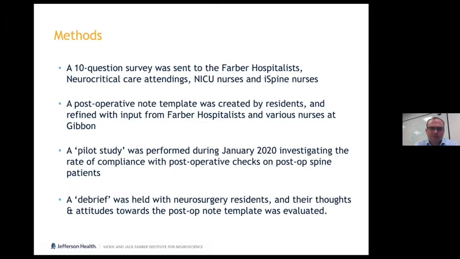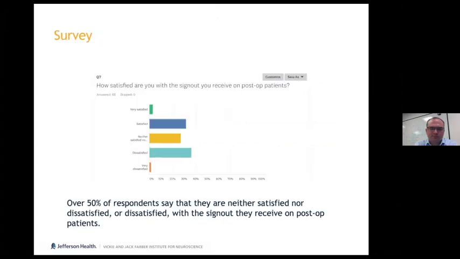Then this year, we did a pilot study during the month of January, where we had residents use the note. We notified the nursing staff, as well as the physical therapists, occupational therapists, and the hospitalists that we were doing this. At the end of it, we held a debrief with the different treatment teams, especially the neurosurgery residents, and thought about what their thoughts were going forward.